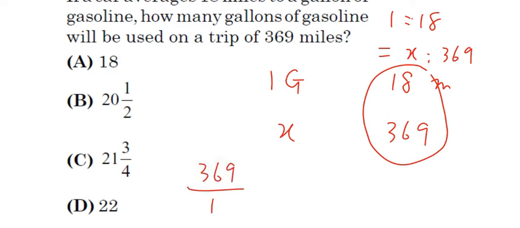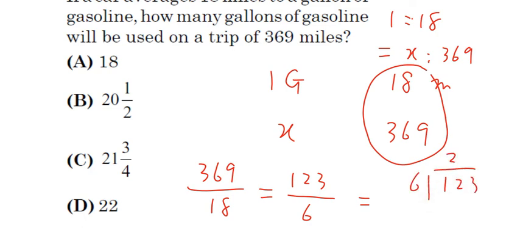So we just check 369 over 18. I think we can simply cancel 3, right? So cancel 3. 1 to 3 divided by 6. Oh, I think it is about 20, right? 1, 2, 3, 6. Yeah, 20. About 20. Okay, so we say, yeah, just a little bit more than 20, 20 and a half, yeah.